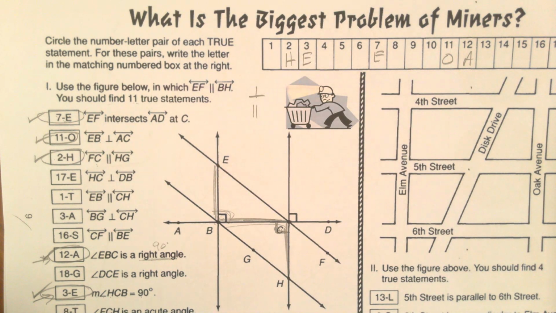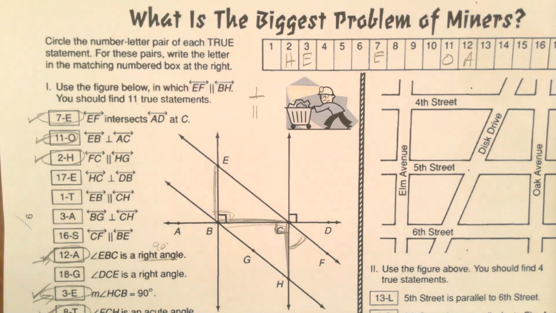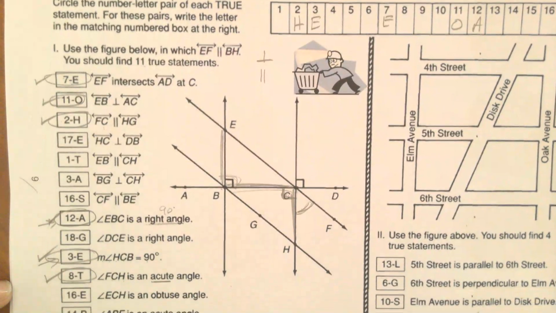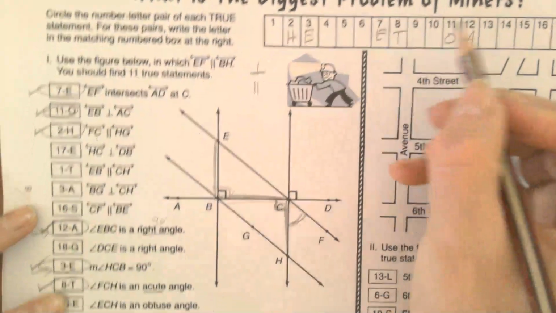Angle FCH. This angle here. It's small. It's smaller than 90. So is it an acute angle? Yep, because acute is like a baby. So that's 8 is T.